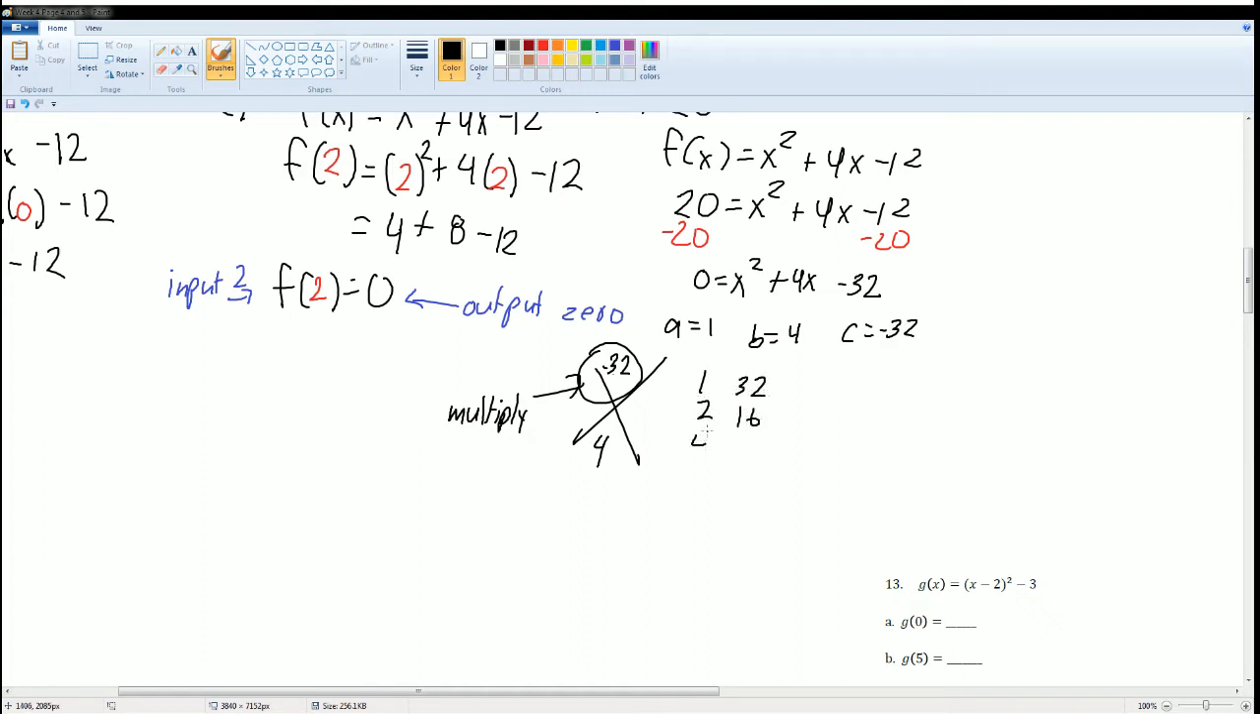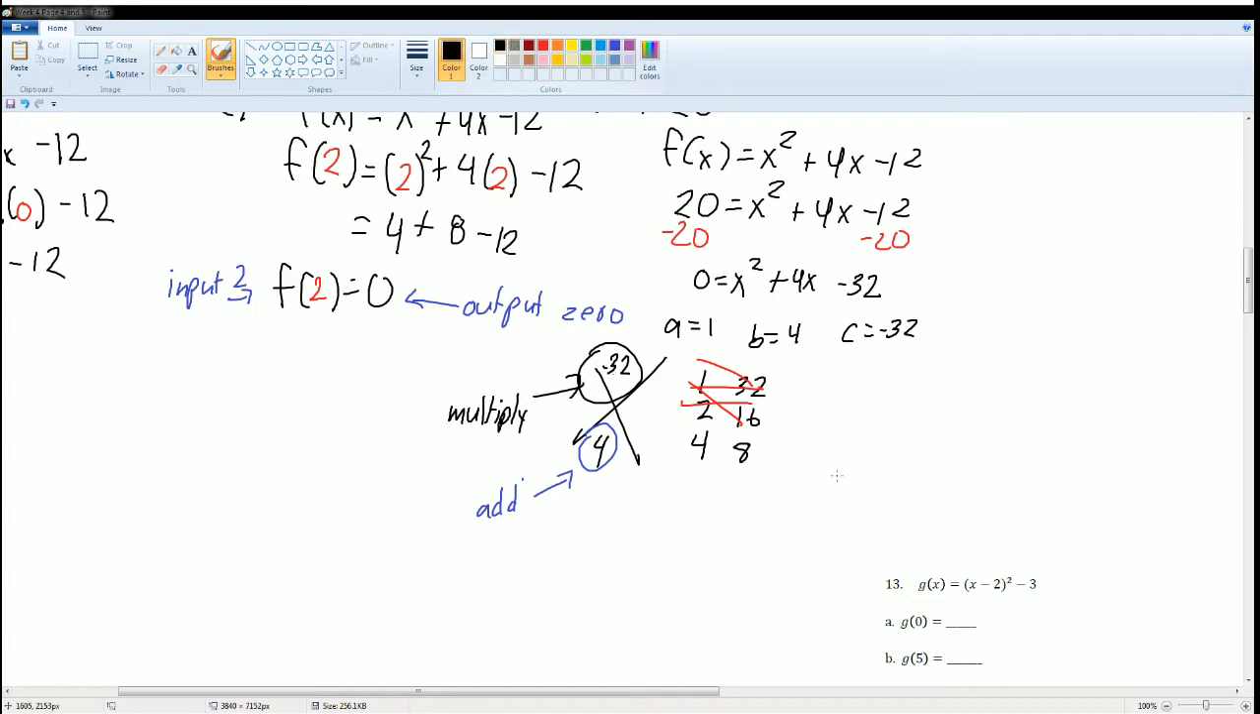Your choices are 1 and 32, 2 and 16, 3, nope, 4 and 8. And that's it. Is there anything else? No, that's it. So these are the numbers that can multiply to make 32, right? But now you also want to make sure that they add up to 4. So in this case, this is out. This is out. The only answer left is 4 and 8.